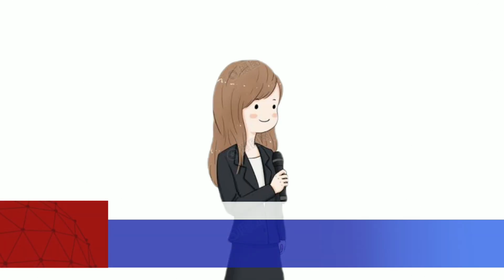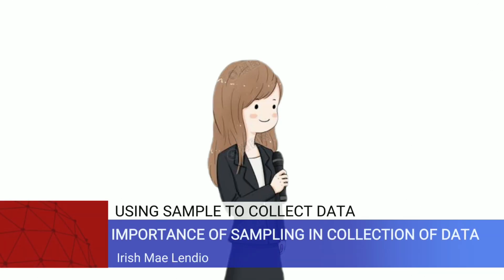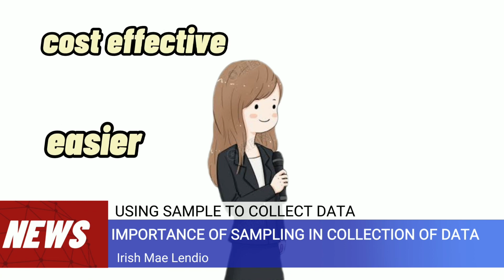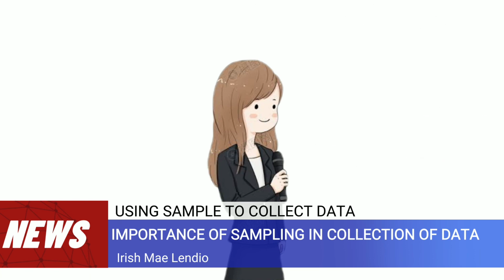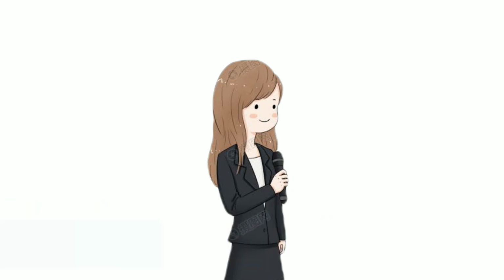Importance of sampling in collection of data. It is usually used because sampling makes collection of data easier, cost-effective, practical, convenient, and manageable. Because instead of the whole population, you will just get their representatives for you to draw conclusions.